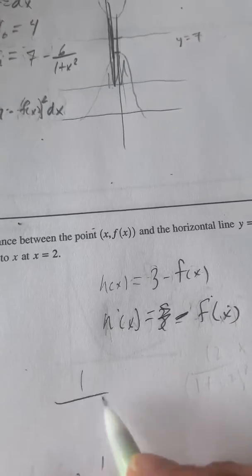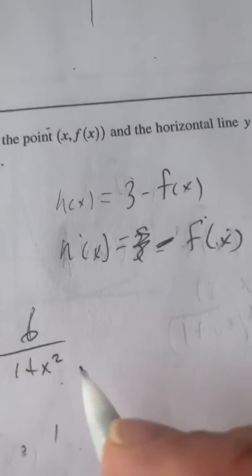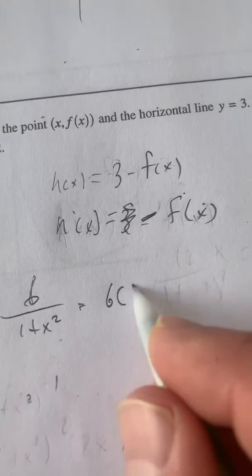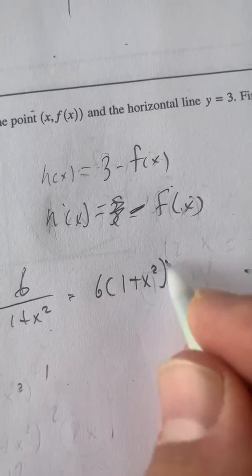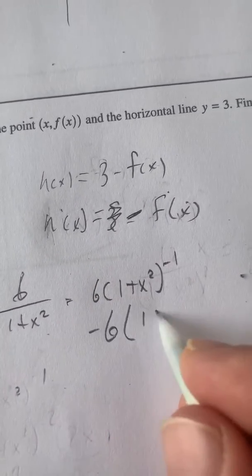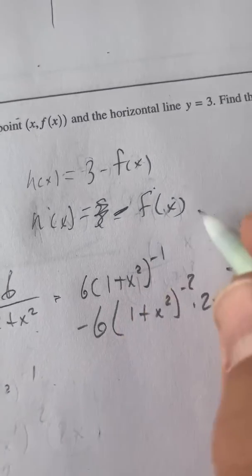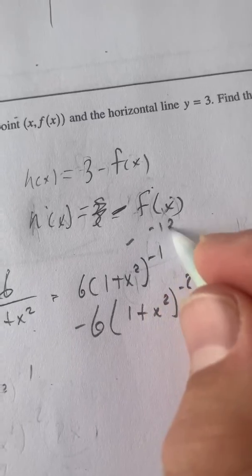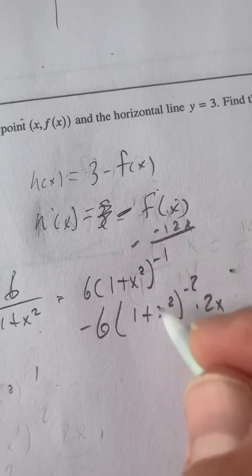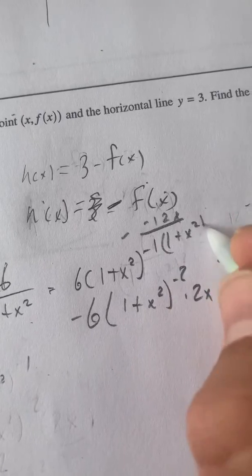And f of x is 6 over 1 plus x squared. So if I'm going to take the derivative of that, I'm going to think of it as 6 times 1 plus x squared to the -1. So I get -6, 1 plus x squared to the -2 times 2x. So right here I get minus, and then I have -12x over this guy squared. So 1 plus x squared squared.